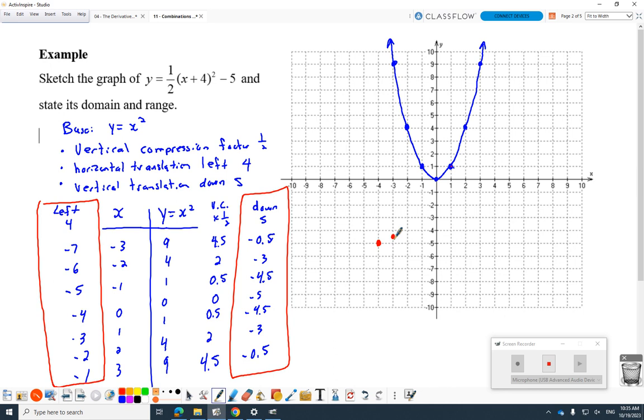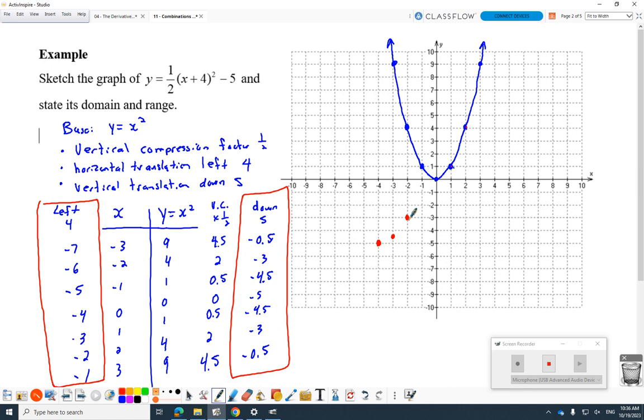So then this point at 2, 4. Vertical compression factor of half, so I divide the y value by 2. I go left 4, 1, 2, 3, 4, and then I go down 5, 1, 2, 3, 4, 5, and I get this point, negative 2, negative 3. Aren't I proud? And the table of values people are like, yeah, negative 2, negative 3. No problem.